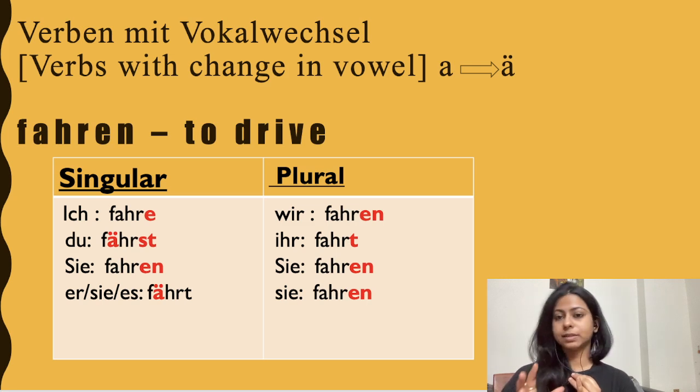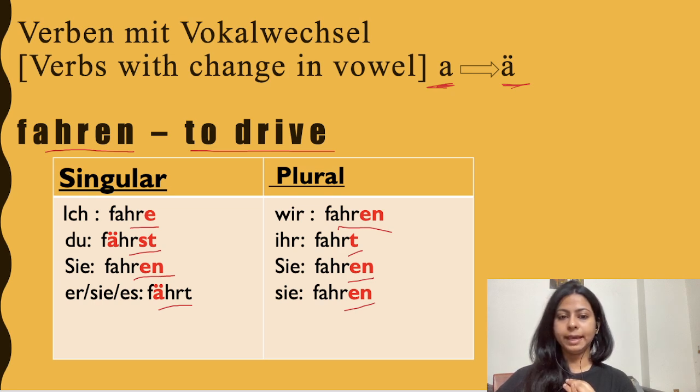The next category is where A changes to A umlaut. So in this category A changes to A umlaut. So fahren, which means to drive. Ich fahre, du fährst, er/sie/es fährt, wir fahren, ihr fahrt, sie fahren, Sie fahren. So A changes to A umlaut, and again in er/sie/es A changes to A umlaut.